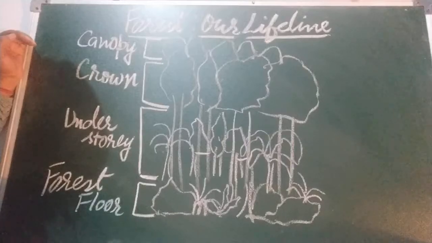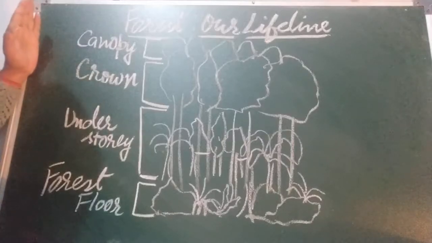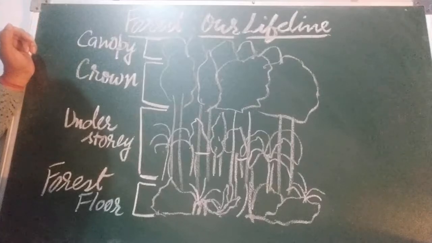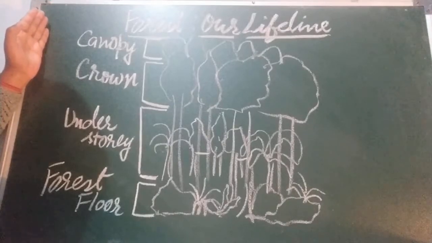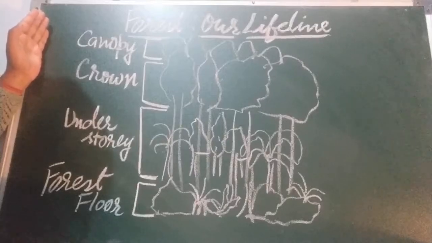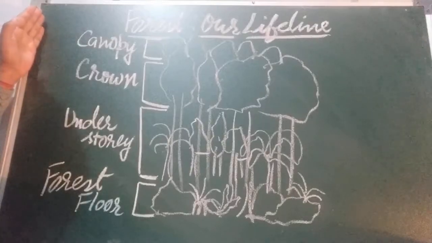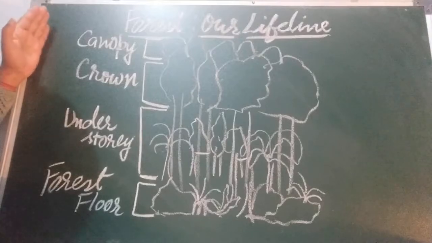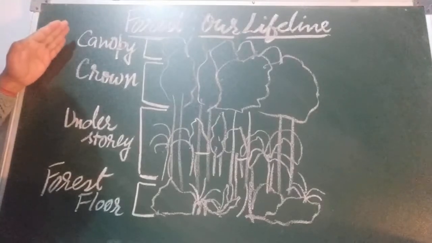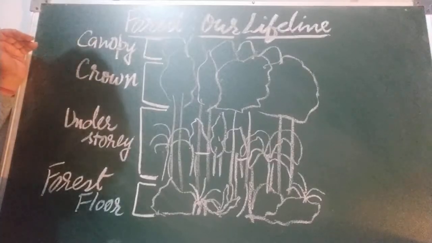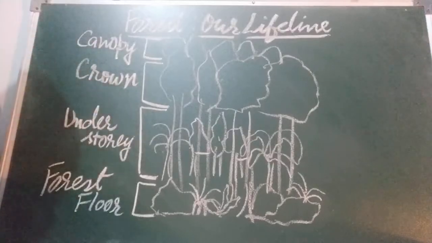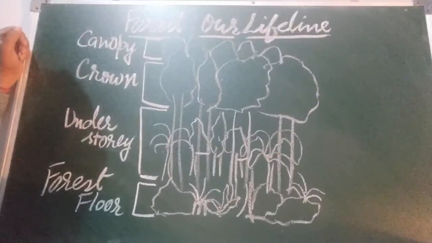A forest consists of different layers of vegetation. The four main layers of a forest, starting from the top to the ground, are canopy, then crown, understory, and forest floor. Okay children? Now one by one we will take up these.